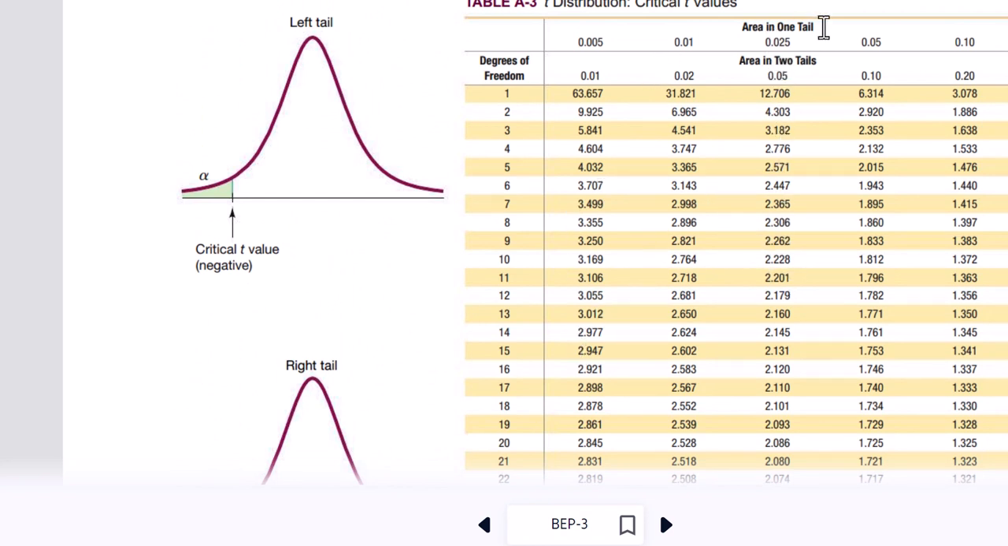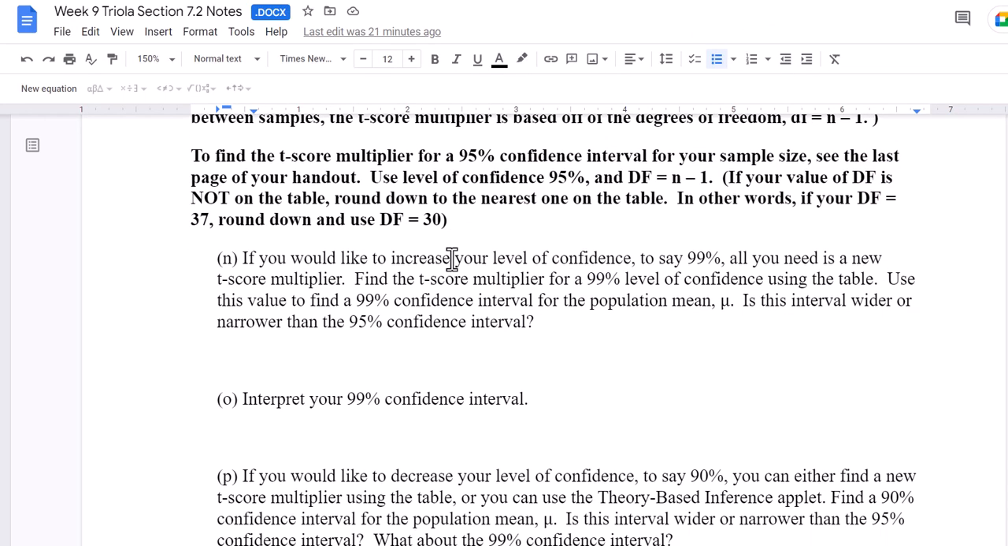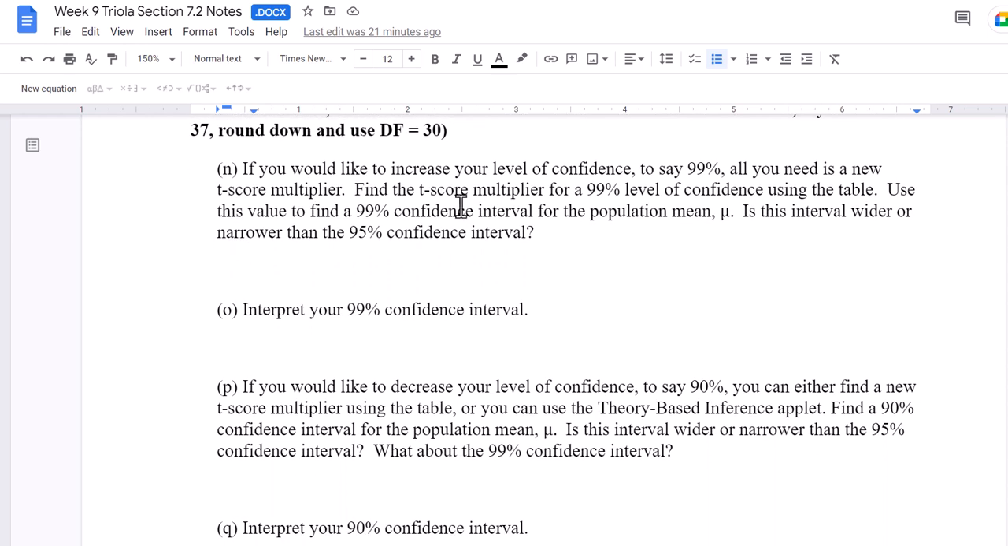So notice that for a 95% confidence interval, the t multiplier, right, we're looking at alpha over 2, which is 0.025, but notice how the values change because it's based on the size of the sample. And so now if you would like to increase your level of confidence to say 99%, all you need is a new t-score multiplier. So everything will be the same except now the t alpha over 2 is different.